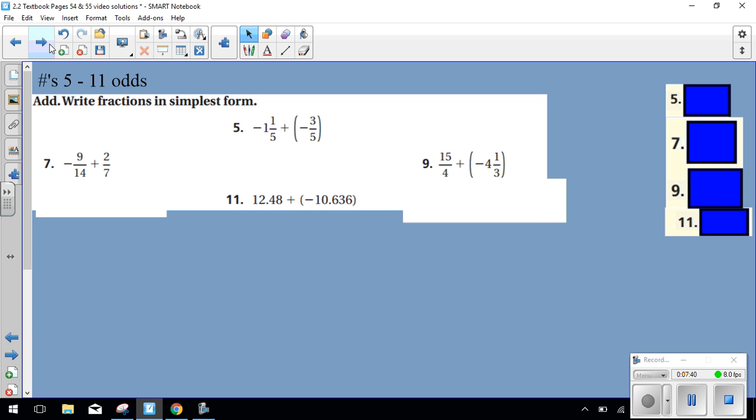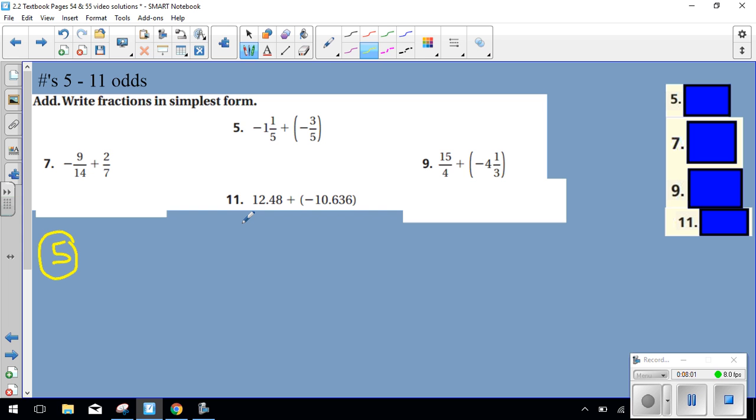Okay, here we're going to do numbers 5 through 11 odd. If you notice, I only have the odd questions up here. So in my final solutions, you'll find them here on the right-hand side. So let's start with number 5.